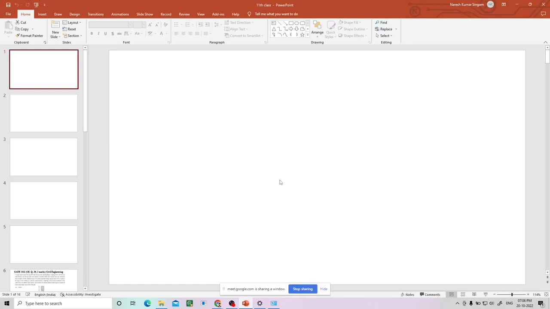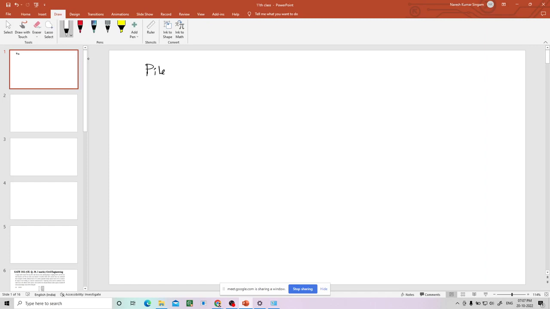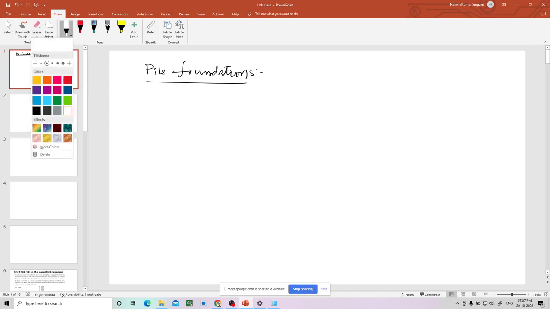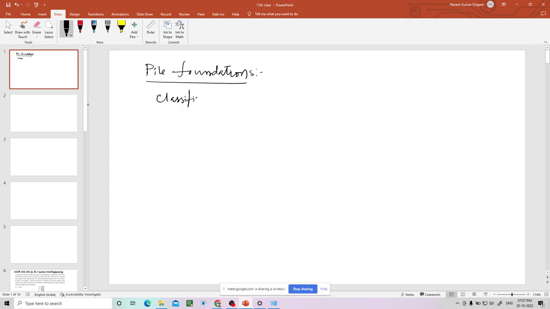So in the last class, we discussed the classification of pile foundations. Based on the classification, one is based on purpose.